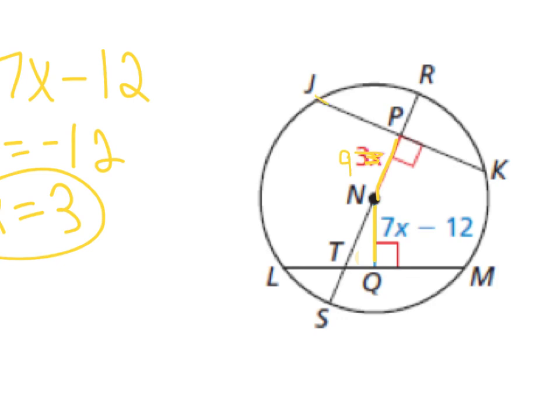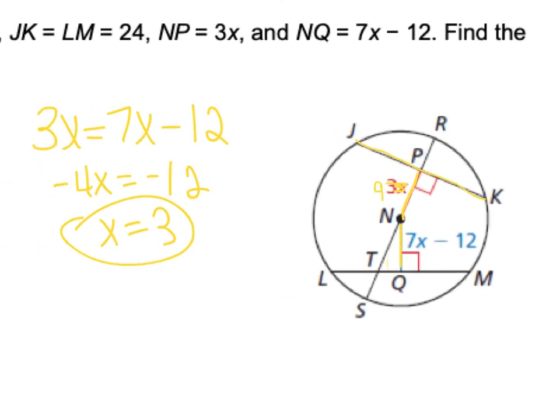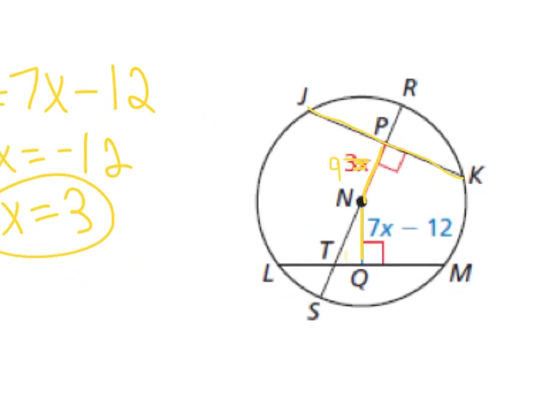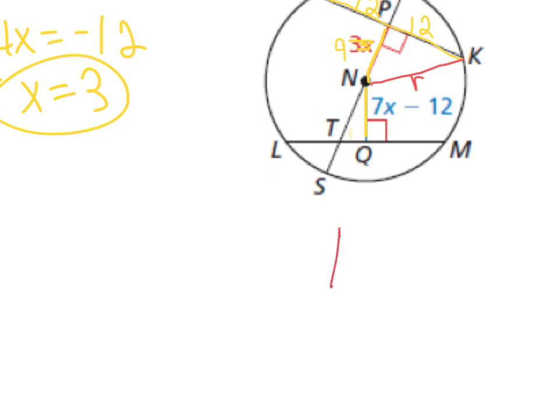I also know that JK, the whole chord there, is equal to 24, which means that since I have a diameter and a chord, it's going to break into 12 and 12. And I'm going to have my radius going from the center to the edge of the circle, and that's going to be the hypotenuse of my triangle. So if we pull that triangle out, I would have here's my right angle, here's my radius, 9 and 12.